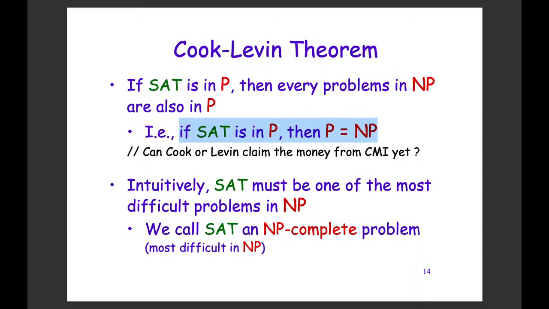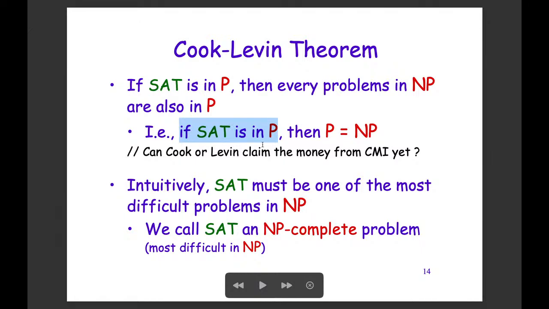But then, if this is true, then why don't Cook and Levin get the $1 million from the CMI? Okay, it is because they are not really showing whether P is equal to NP or not. They are showing a conditional statement. So they just mentioned that if this is true, then this is true. But at this moment, we don't know whether this part is true or not. If this is really true, then they prove that P is equal to NP.